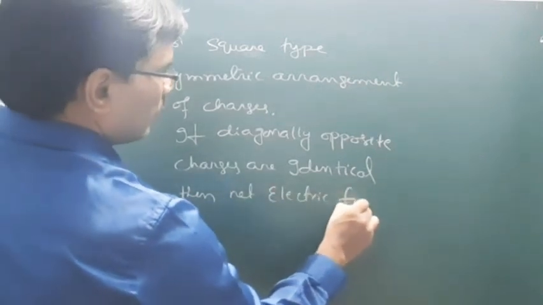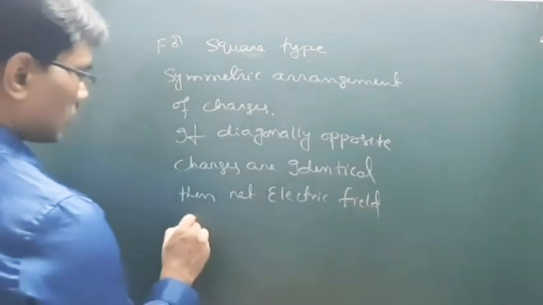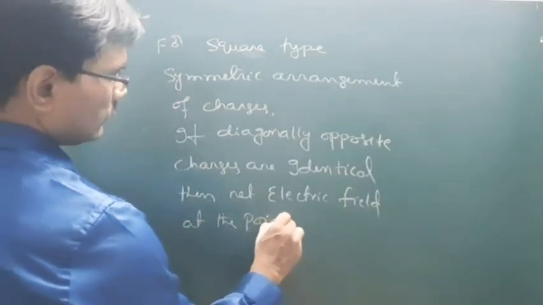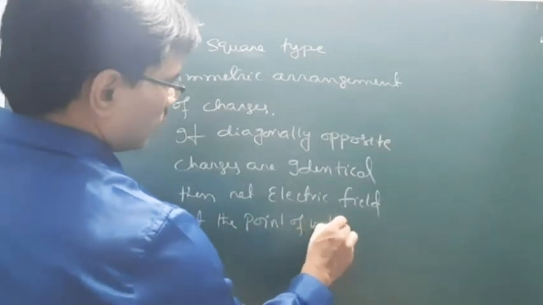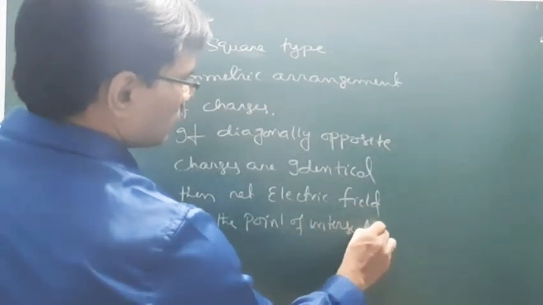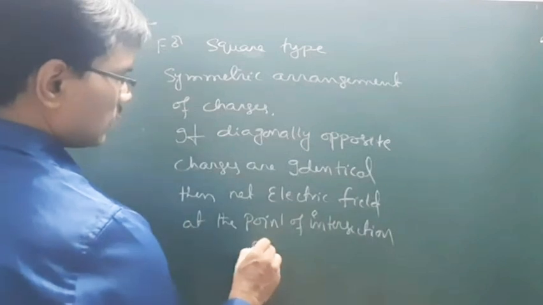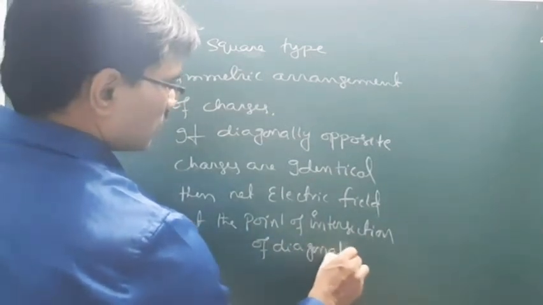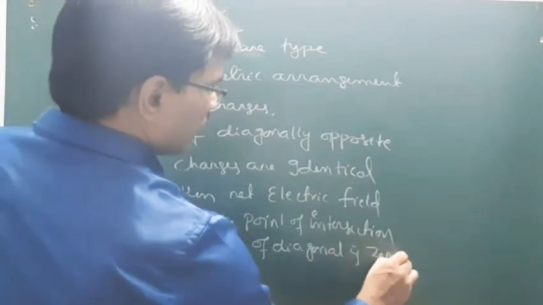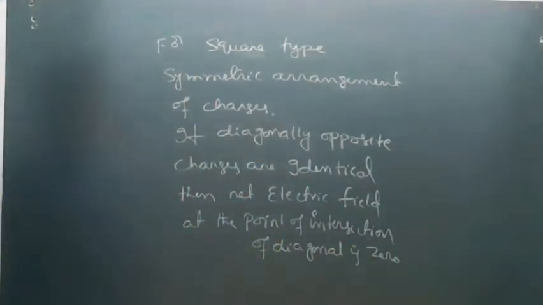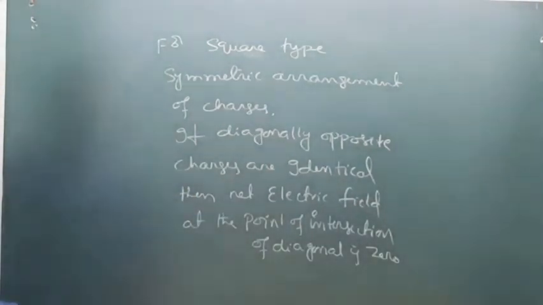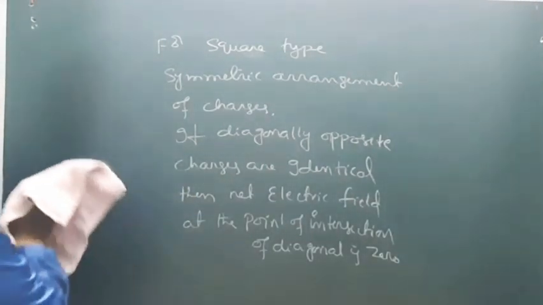The net electric field at the point of intersection of diagonals is equal to zero. So that is the conclusion. For a square type, diagonally opposite charges must be identical. For a triangle type, all the three charges must be identical to have zero field at the center.